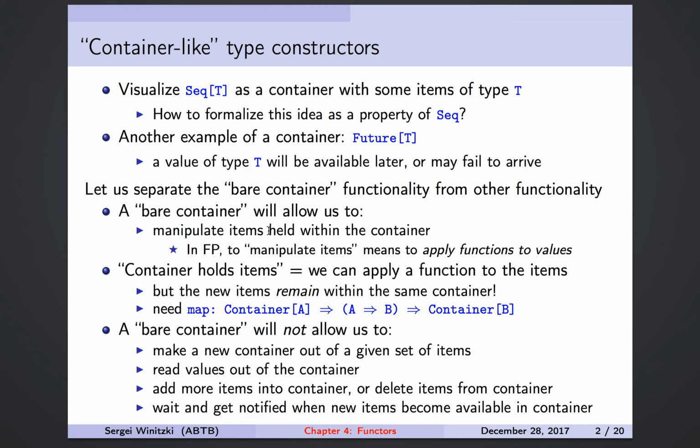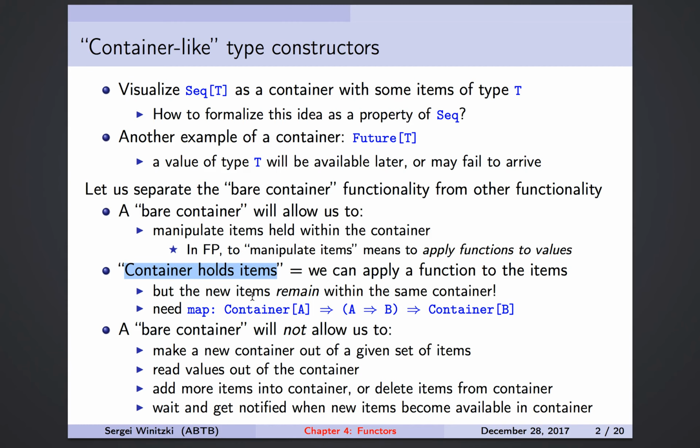So what does it mean to manipulate? It means we can apply functions to these values. Because in functional programming, that's all we do. We apply functions and get new values out of old ones. So the idea that a container holds items means that we can apply a function to these items, and the new items will remain in the container. So we're not extracting items out of it, we're just transforming the items that stay within the container, and that's what it means that the container holds them.